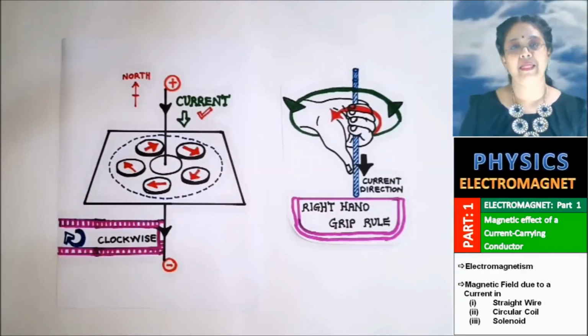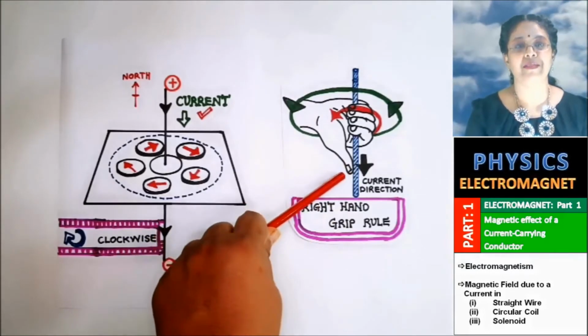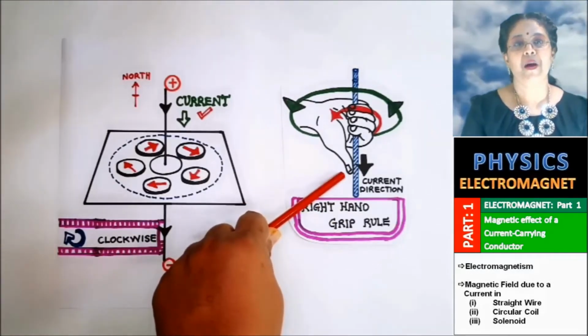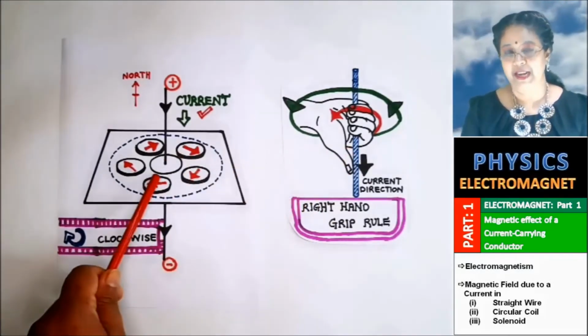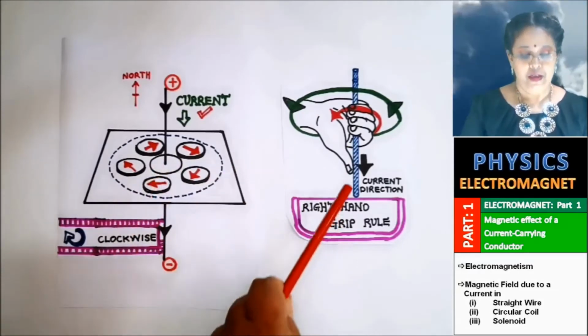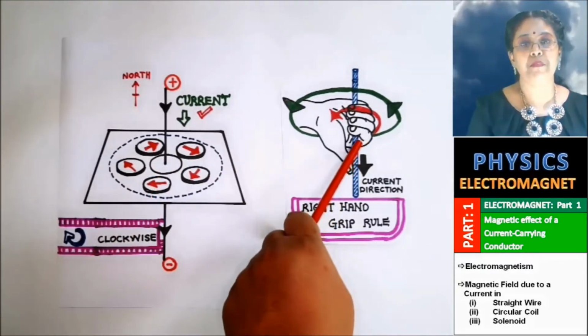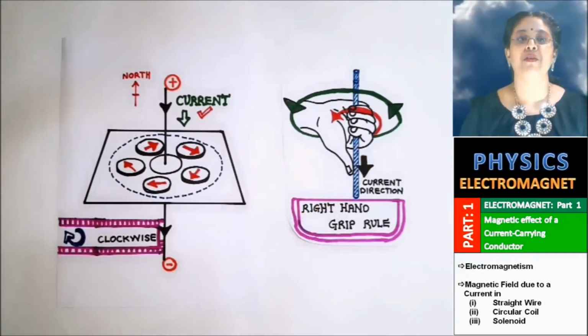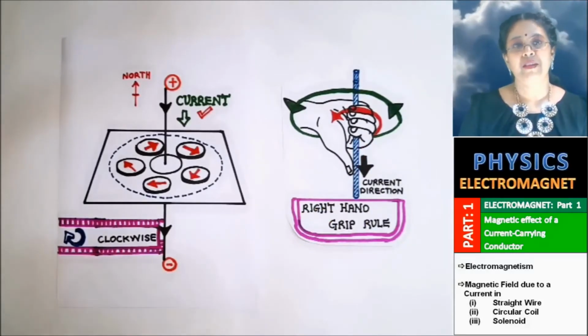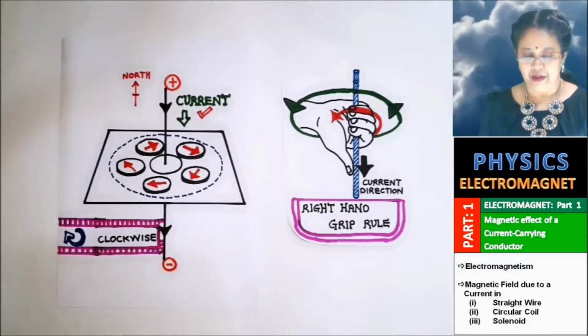Our right hand thumb points downwards. This is because we are following the direction of the current flow. The other four curled fingers point to the direction of its magnetic field. Now let's get back to the diagram.